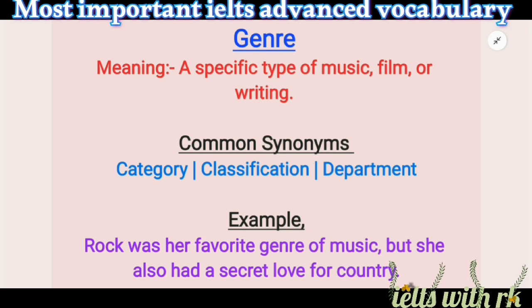Genre. A specific type of music, film, or writing. Category. Classification. Department. Rock was her favorite genre of music, but she also had a secret love for country.